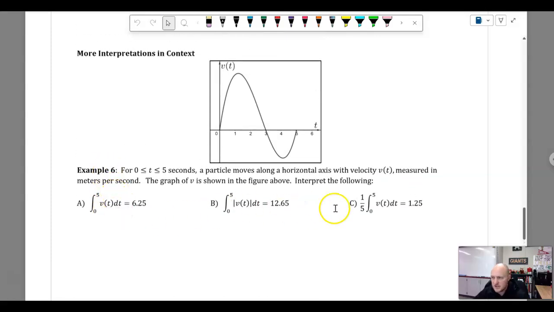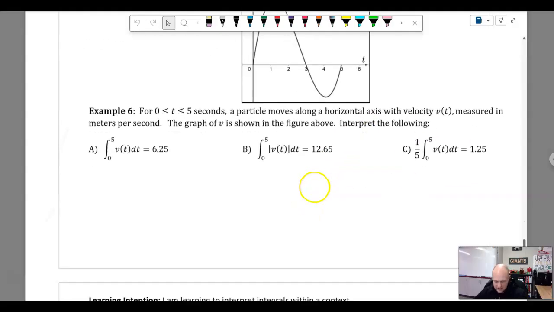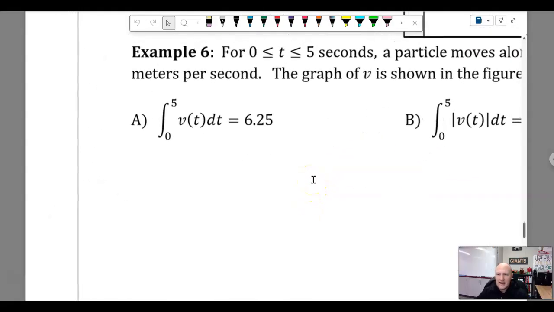What I want you to notice that all of these have in common is that they are the integral from 0 to 5 of v of t dt. Now notice b has some absolute values, and I'll talk about that in a second. And then c has a 1/5 out front. So let's go ahead and interpret. Again, think about the acronym CUT. So what we're going to do here is context.